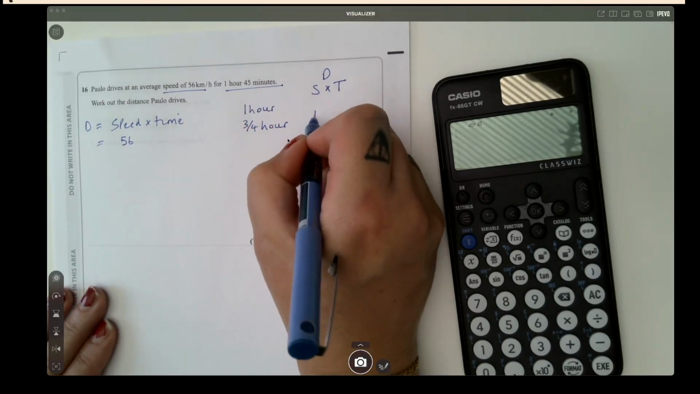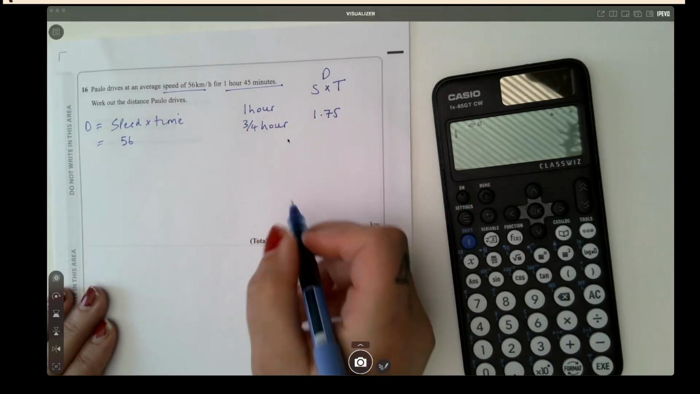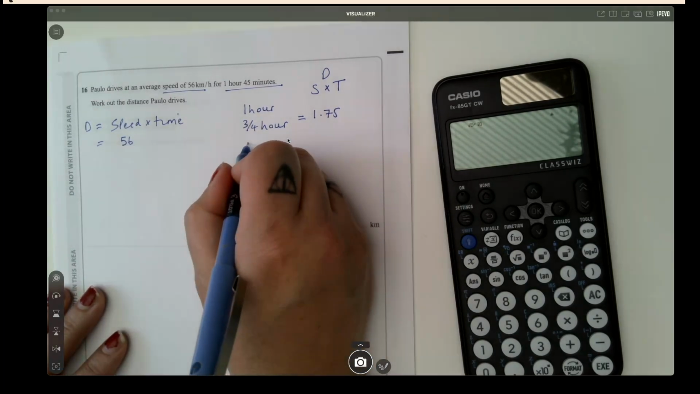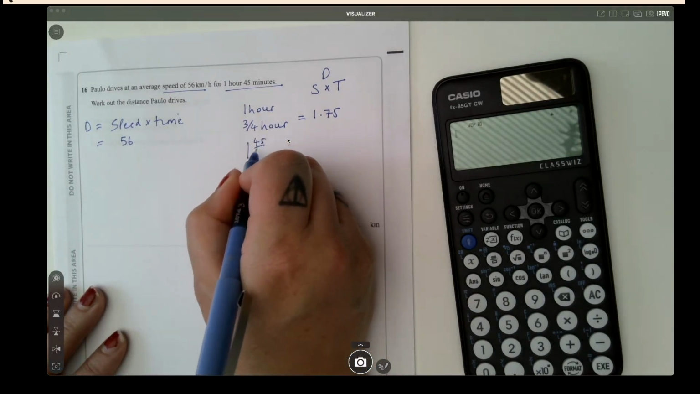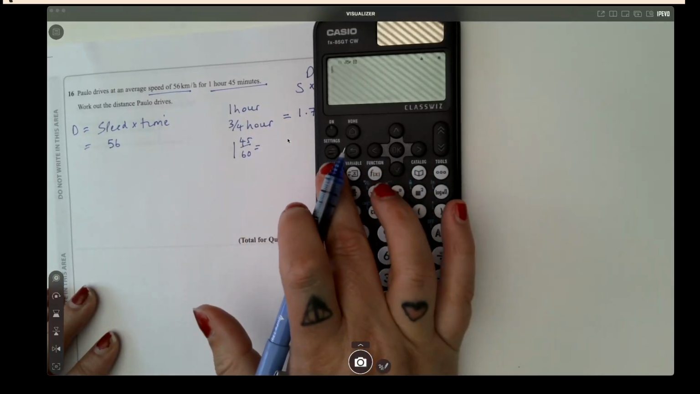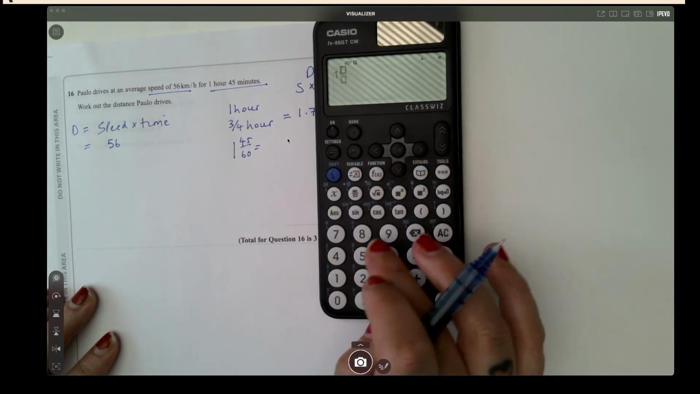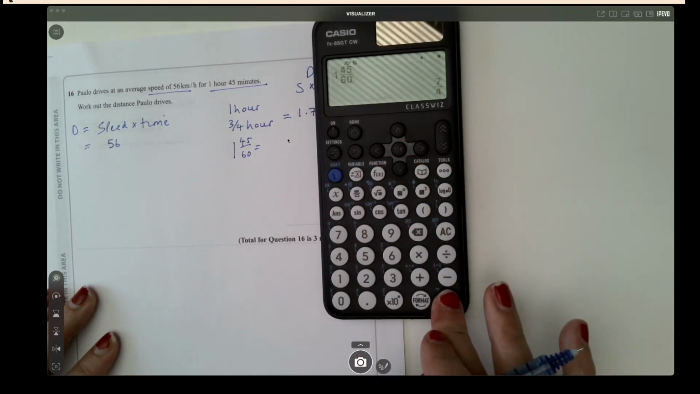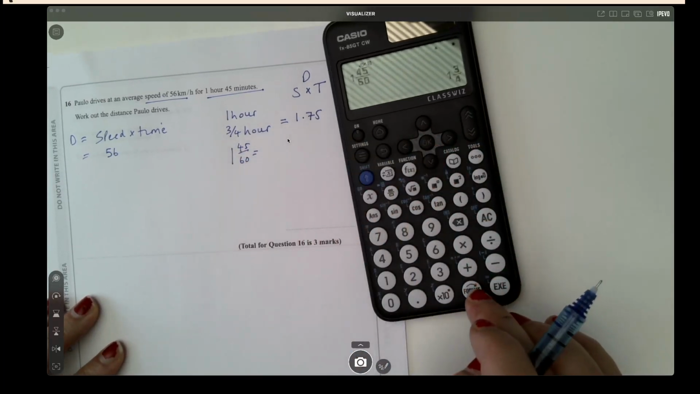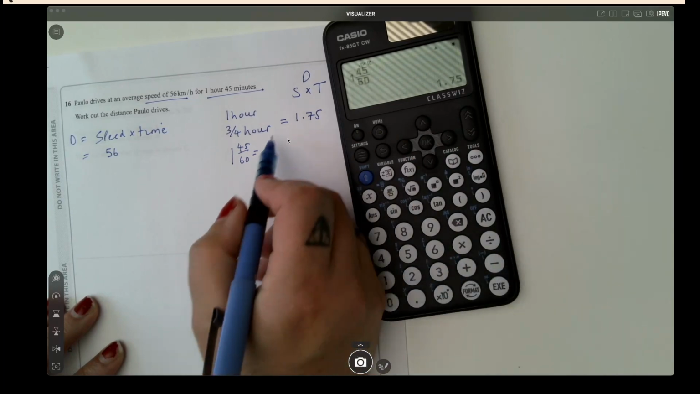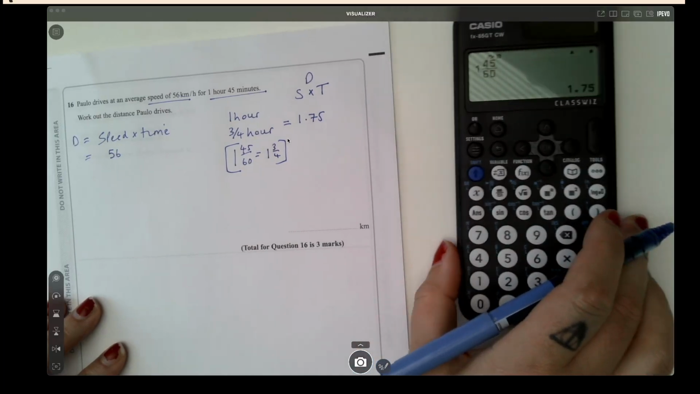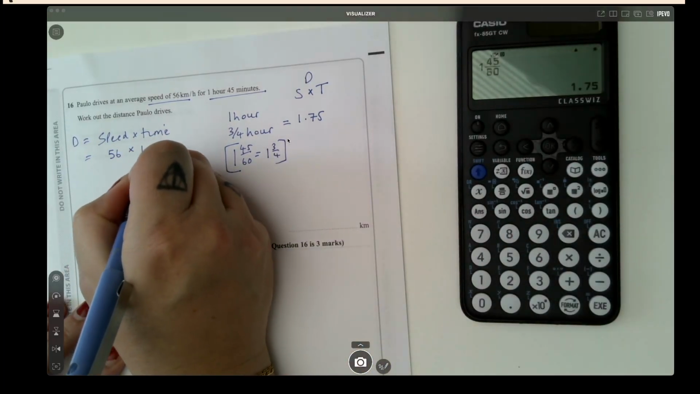So it's 1.75 as a decimal. What you could do is you could write it as 1 and 45 over 60, because it's 45 out of 60. And then if you were to simplify that on your calculator, so 1 and 45 out of 60, it would give you 1 3/4, but then you could put it into a decimal, which is 1.75. It's just another way of doing it if you need to. So the time is 1.75.